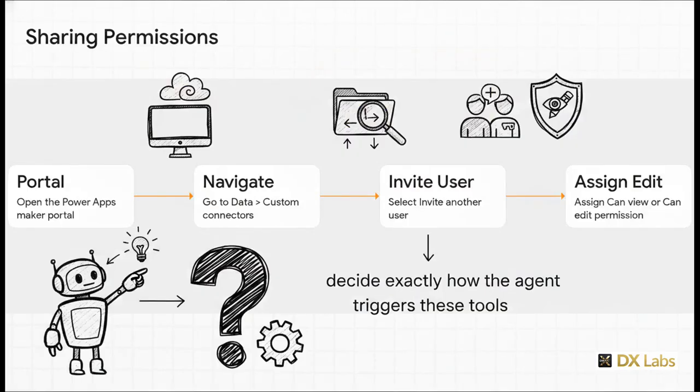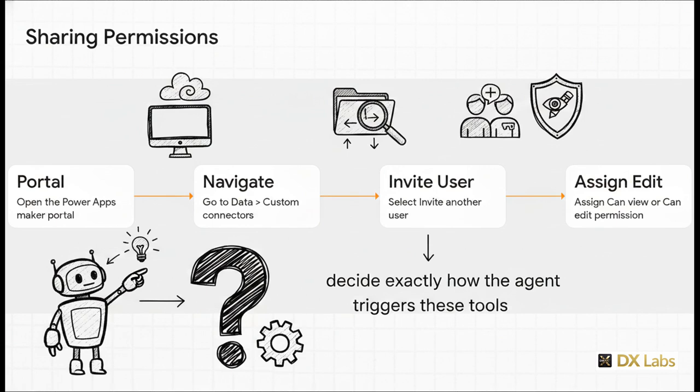So here's the crucial point that makers miss all the time, and it's going to be heavily tested on the AB 620. You must physically leave the Copilot Studio authoring workflow. You literally have to go over to make.powerapps.com, navigate to data, then custom connectors, and explicitly share it with either can view or can edit permissions. Skip this step and your agent is completely locked out, period.